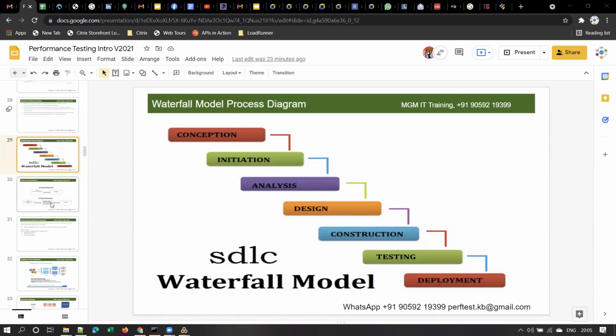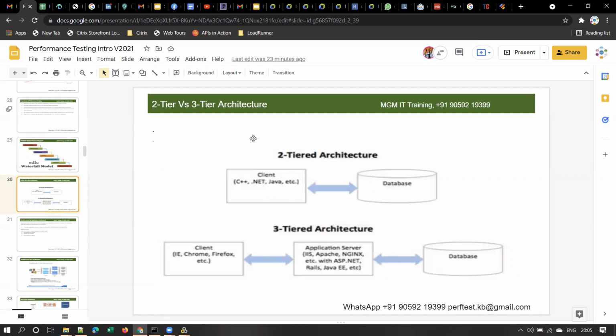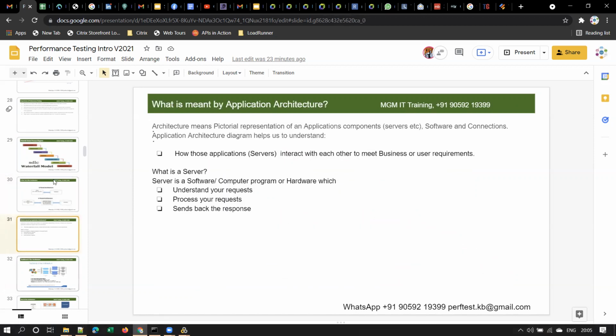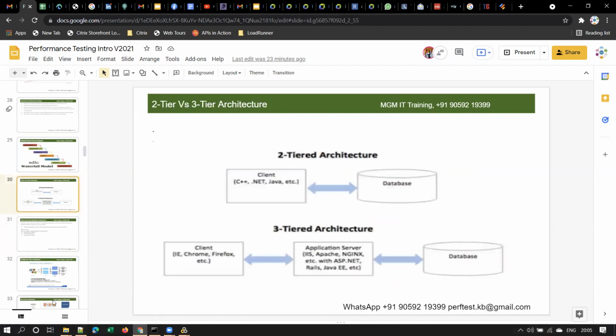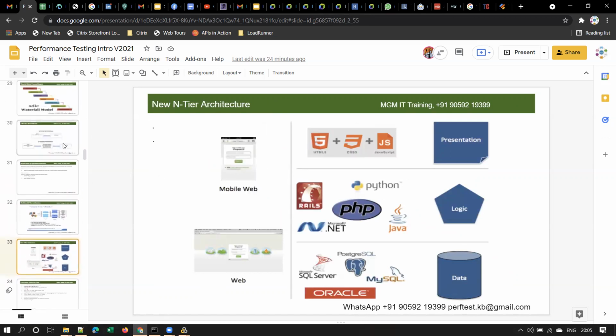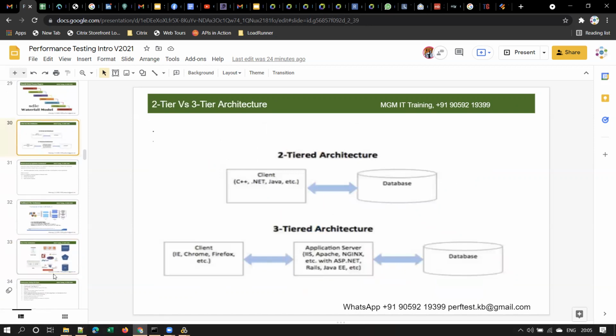Yeah. So I will stop here for today. Tomorrow we will be discussing 2-tier versus 3-tier architecture, and how a traditional 3-tier architecture looks. We will be discussing these slides, and this one as well, the new n-tier architecture. We'll be discussing these concepts tomorrow, from slide 30 to 33. Okay. Any queries before we close the session for today?